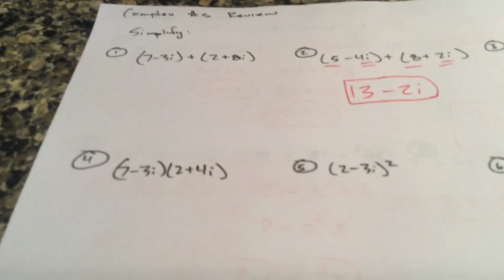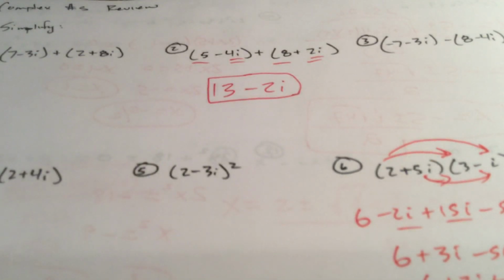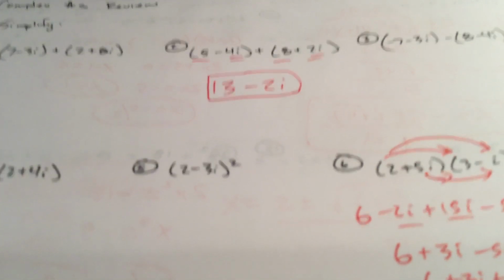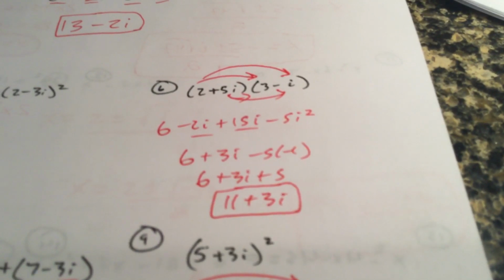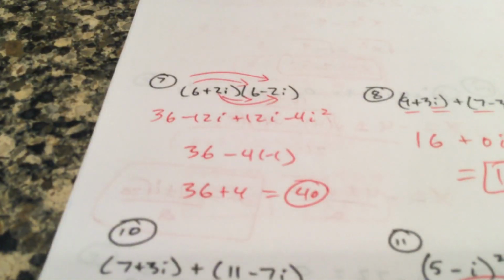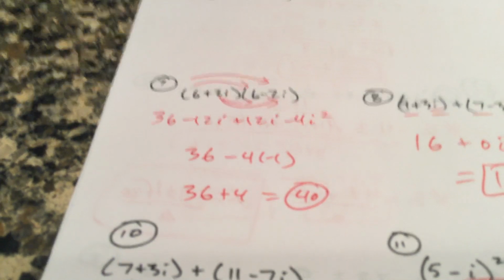On this next page, page 11 here, folks, just simply add 5 and 8s and then negative 4i plus 2i. That is a 2i, not a 7i. You get 13 minus 2i. First, outer, inner, last, just make sure that i squared is a negative 1, like I show on the right side. 6 plus 5 is 11. 11 plus 3i. This next one here, 36 minus 12i plus 12i minus 4i squared. You get 40.